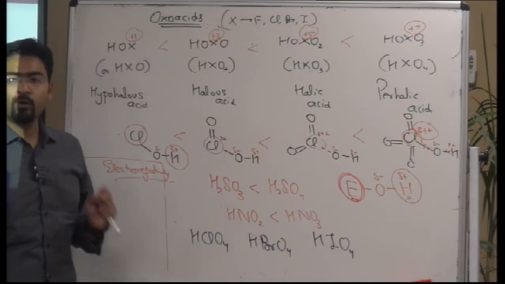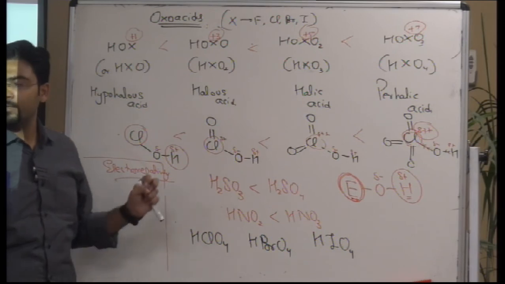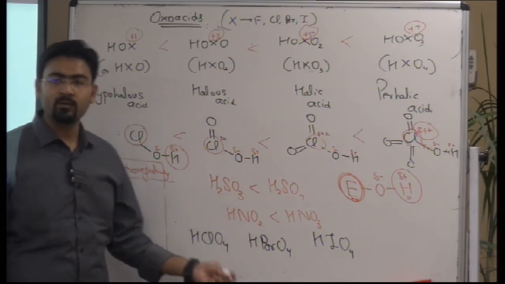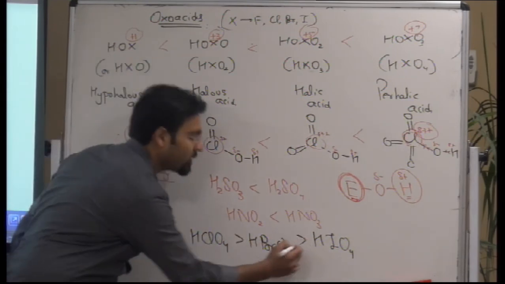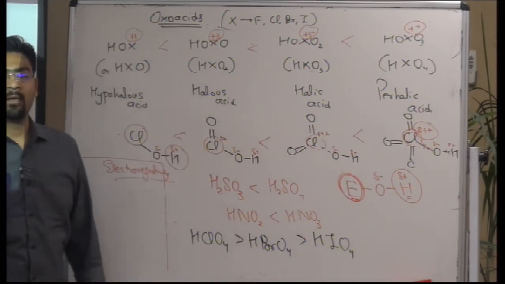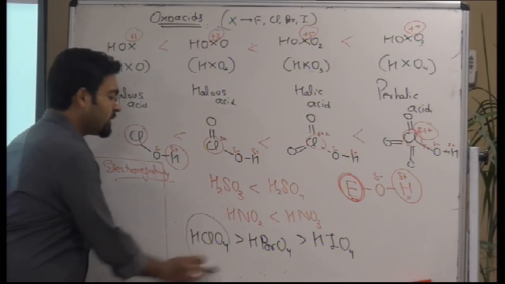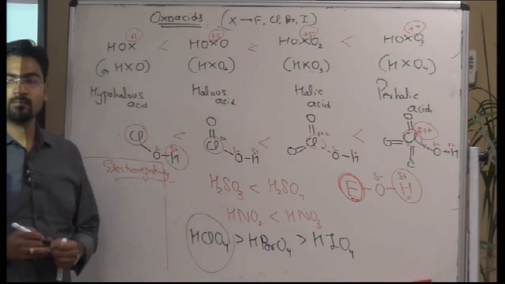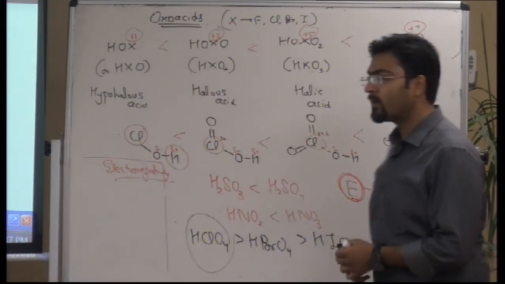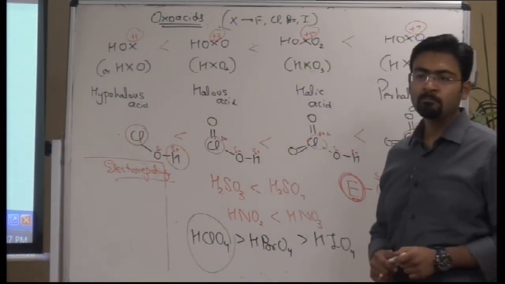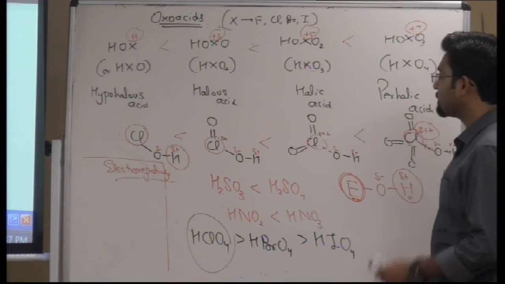So all you have to do is look for the element which is more electronegative, and in the same oxidation state it will obviously be more electronegative. So this is stronger than this one. So can I say that HClO4 is the strongest acid? And it is. So perchloric acid is the strongest acid.